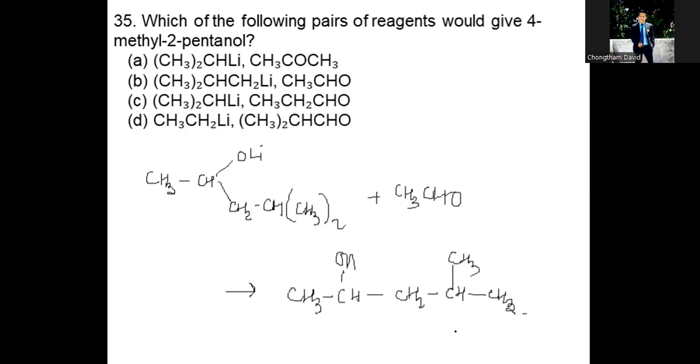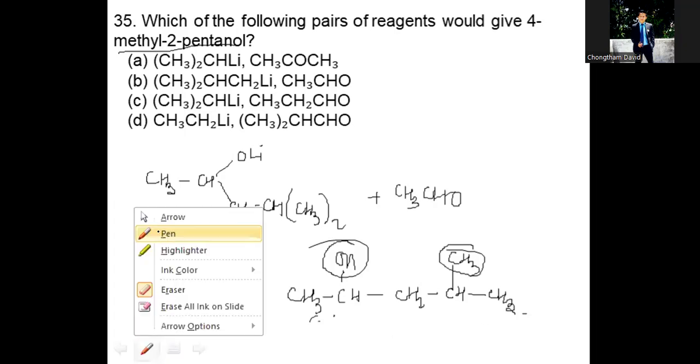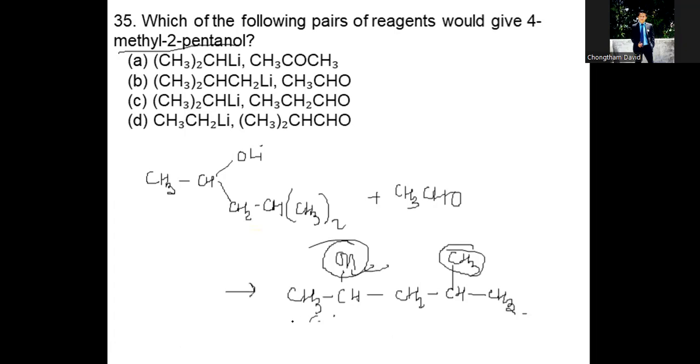When you do the counting, 2, 3, 4, 5. So carbon number 2 gets the methyl part, 4 gets OH. Name will be according to 2 methyl, 4 methyl. Sorry, I've done it in the reverse. 4 methyl. This is your functional group, right? So 1, 2, 3, 4. Right. 4 methyl, 2 pentanol. Okay. So option number B.